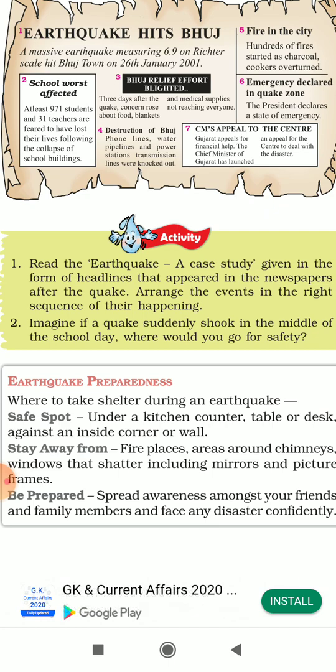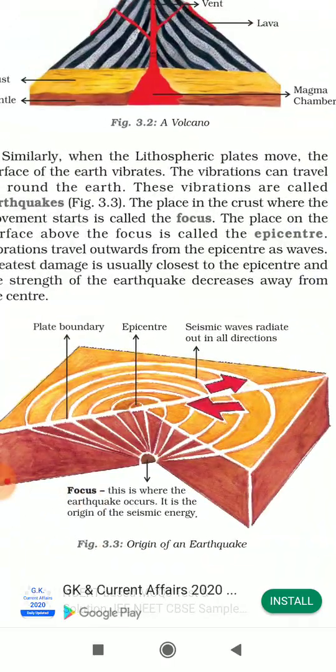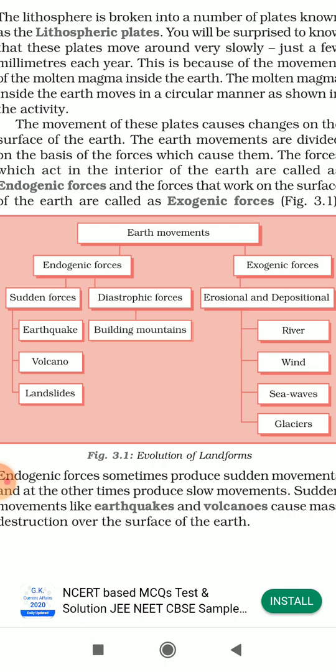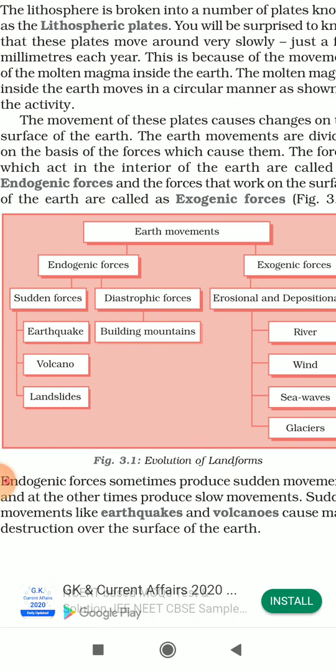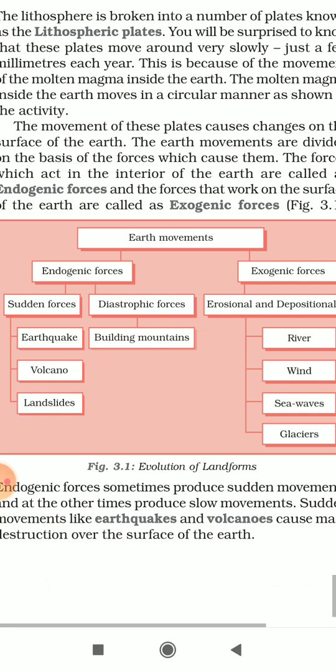Now, next is landslide. That falls under sudden force. A landslide is the movement of a mass of rock, debris, or earth down the slope of a mountain or cliff. It can happen because of endogenic as well as exogenic forces.